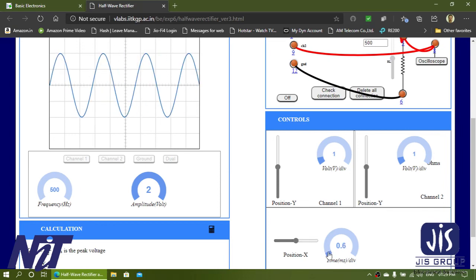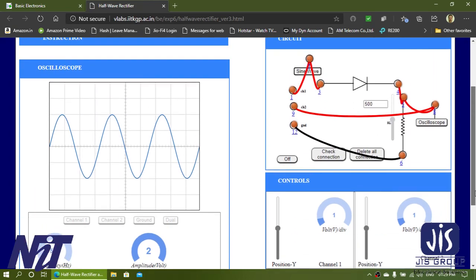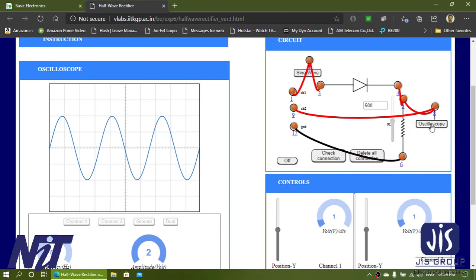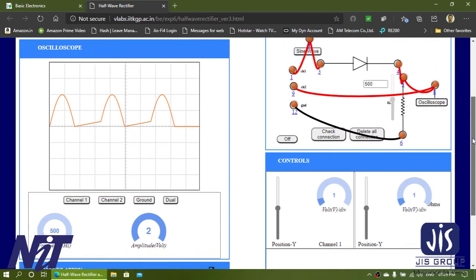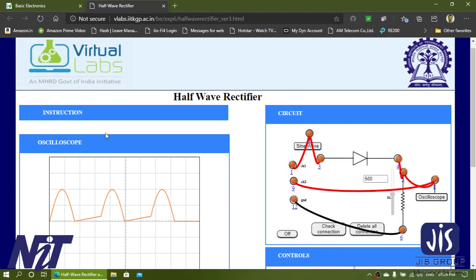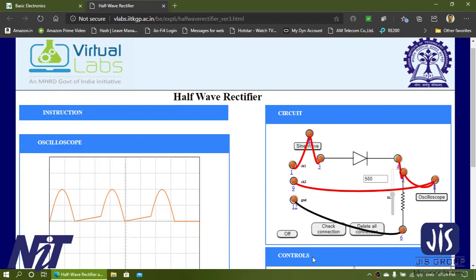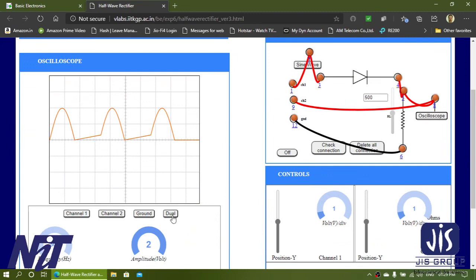Set your oscilloscope at 0.5 per division. Okay, now click on the oscilloscope, you will get the output at channel 2. Let's see where it is by the instruction. Yes, channel 2 is your output, channel 1 is input. So now click on dual, you will get both the waveforms at a time on the screen. Blue one is the input and the brown one is the output.